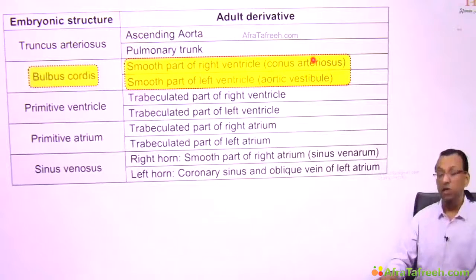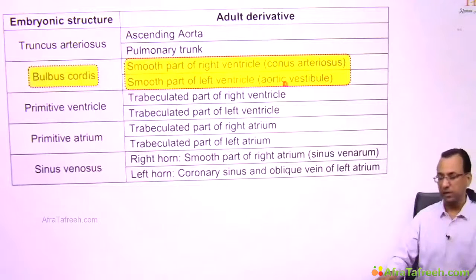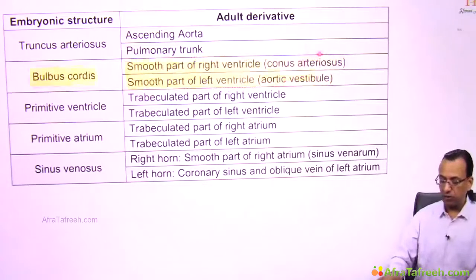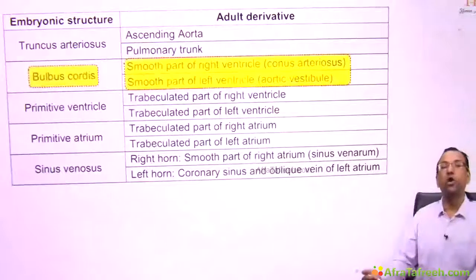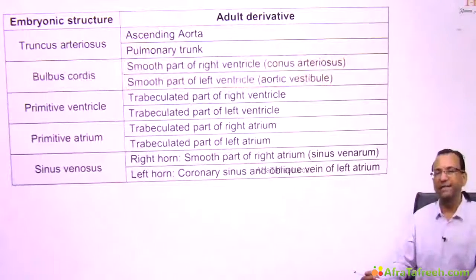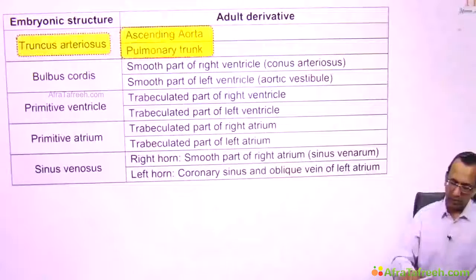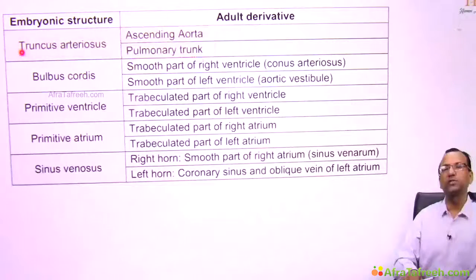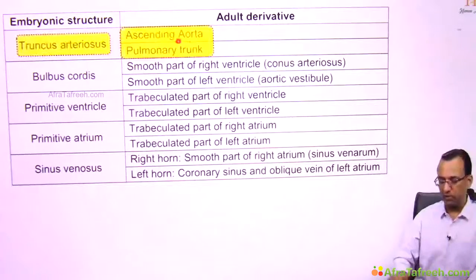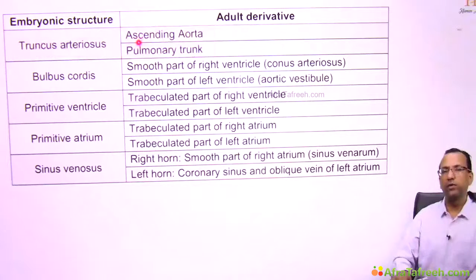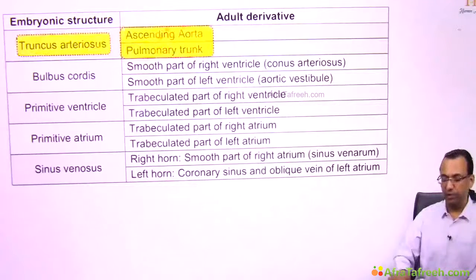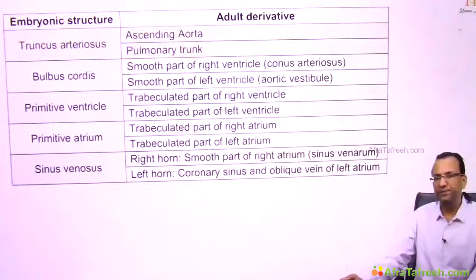And what is the smooth part of the left ventricle called? The smooth part of the left ventricle is called the aortic vestibule. And all this is coming from the bulbus cordis, the smooth outflow tract of the heart. Yes. And what is happening to truncus arteriosus? Actually, truncus arteriosus will develop the AP septum to divide it into aorta and pulmonary trunk, with ascending aorta on one side and pulmonary trunk on the other side. But the AP septum should be a spiral septum.